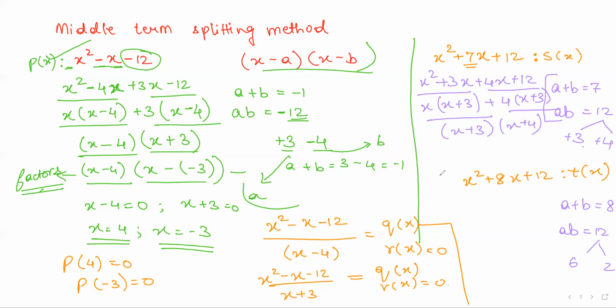Here, x square plus 6x plus 2x plus 12. X is common. You're left with x plus 6. X plus 6 is common amongst the two terms and you're left with x plus 2.